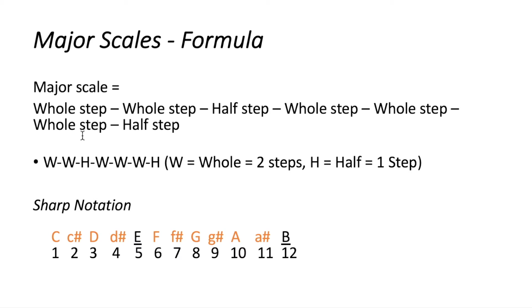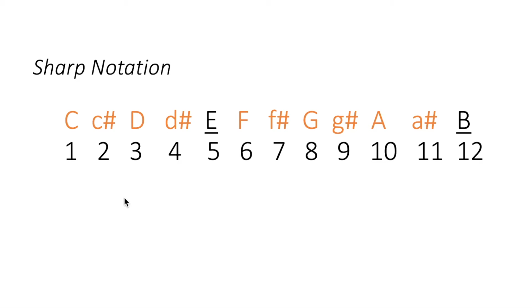Now when I say whole, half, the way it works is, if you want to write down the C scale, you start with C, that would be your first note. A whole step is 2 steps, which is 1 and 2, and the next note would be D.